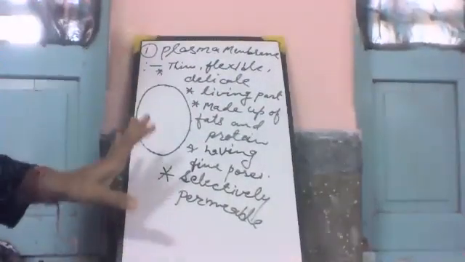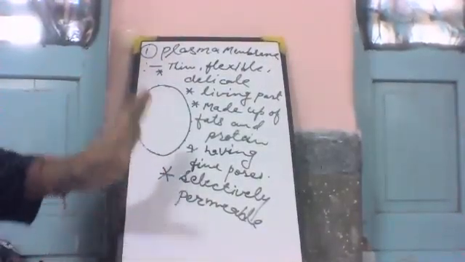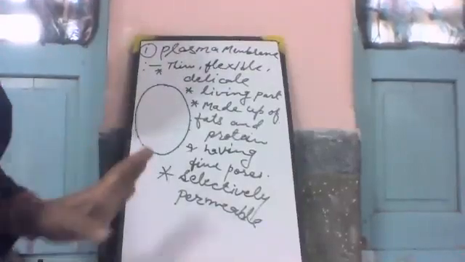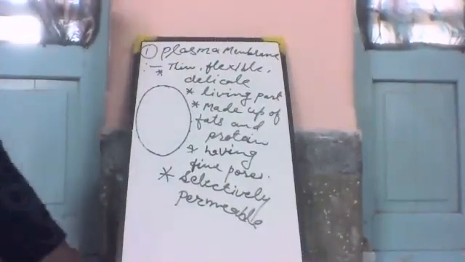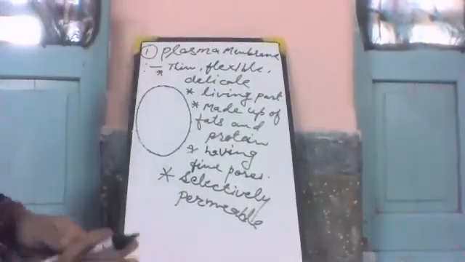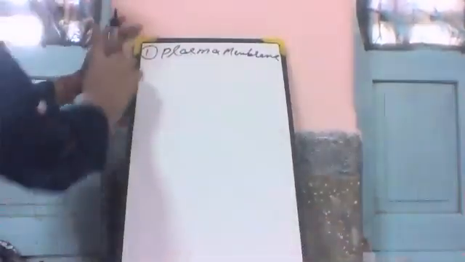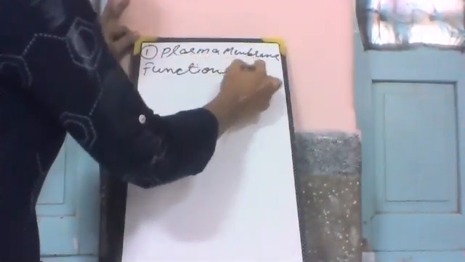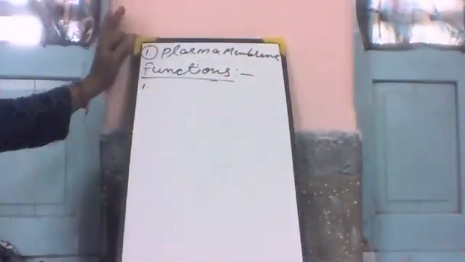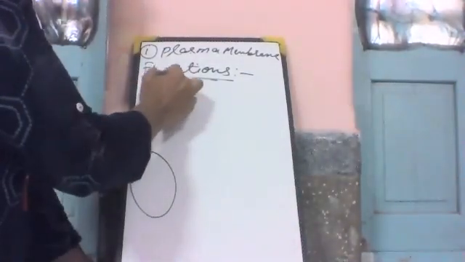It means it is responsible for selecting which substances pass in and move out. These are the characteristics of plasma membrane. Now, what are the functions of this membrane? Function of plasma membrane. It gives an outer boundary to the cell. It gives shape to the cell.